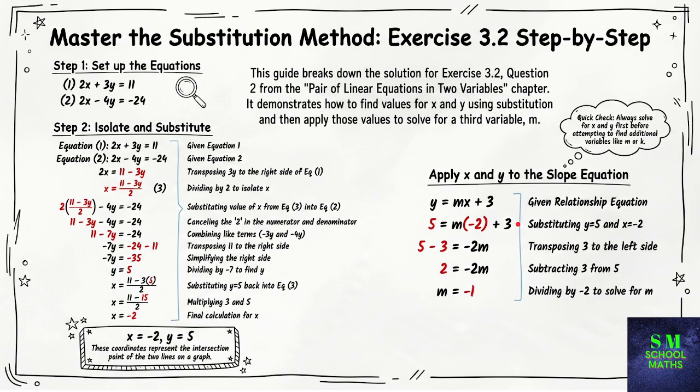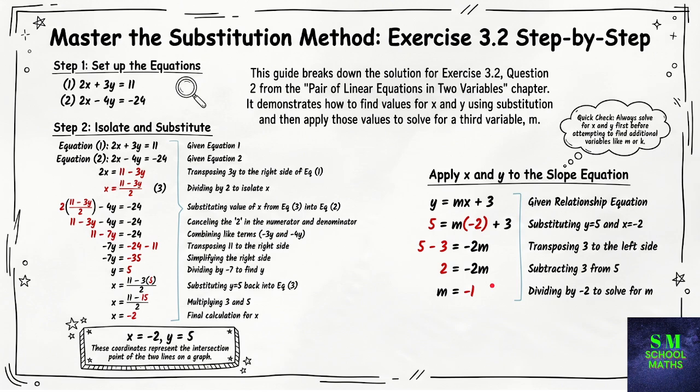Now move the +3 to the left side to isolate our m term. It becomes -3. 5 - 3 = -2m. 2 = -2m. Let's move -2 to the right side. It becomes 2/-2, which is equal to m. When we divide by 2, it becomes -1.